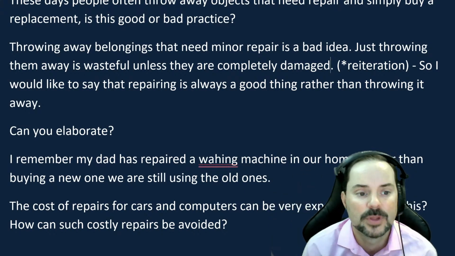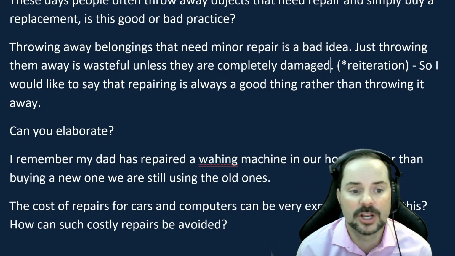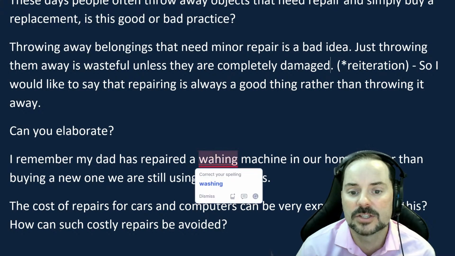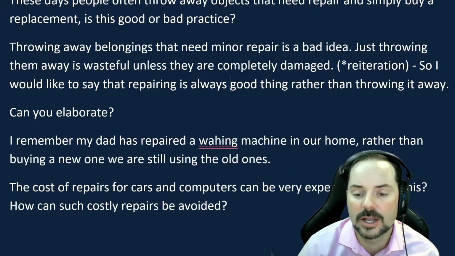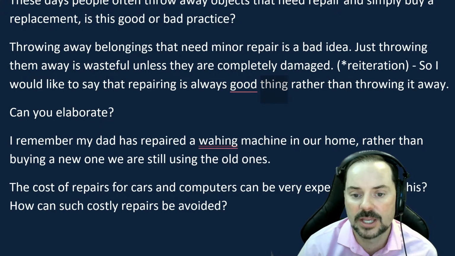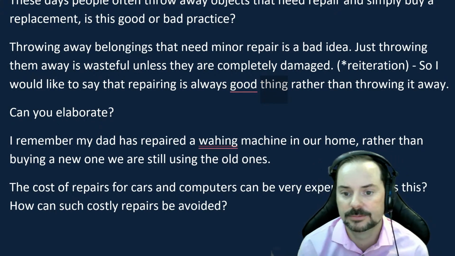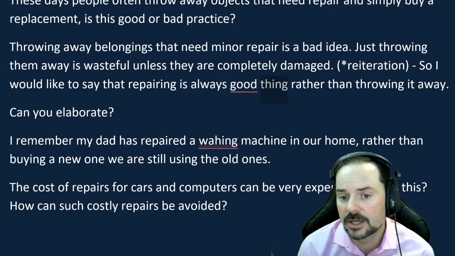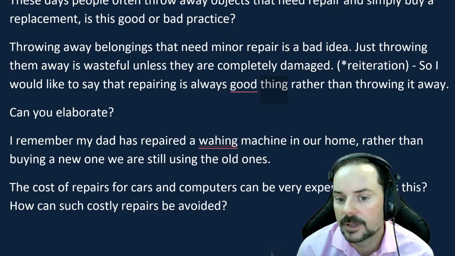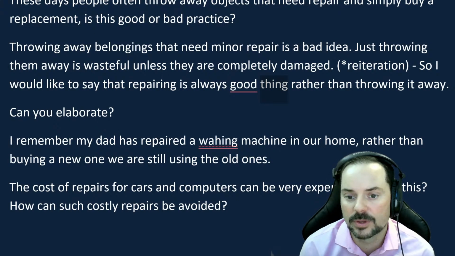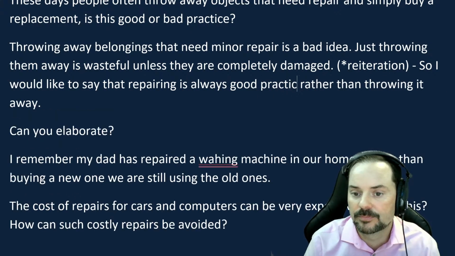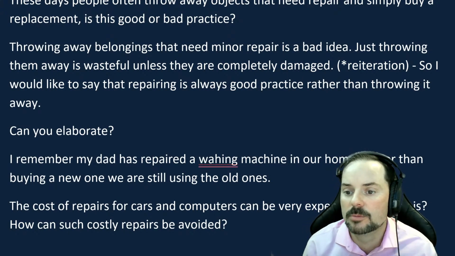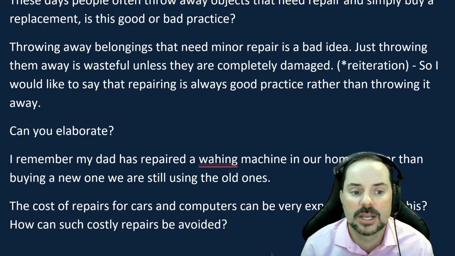It's just practice. And then you reiterated, you said, "So I would like to say that repairing is always a good thing." Instead of always a good thing, what could we use instead of the word thing here? Is always a good, great what? Idea. Is always a great idea. Yeah, that could be good. Now, if I want to replace thing here with just one word without really changing grammar, I could say is always good practice. Okay, so it's always good practice rather than throwing it away.